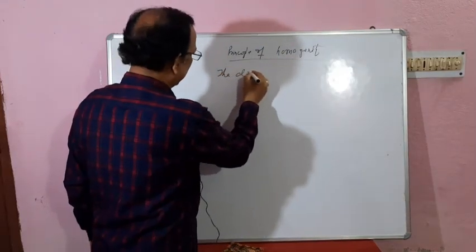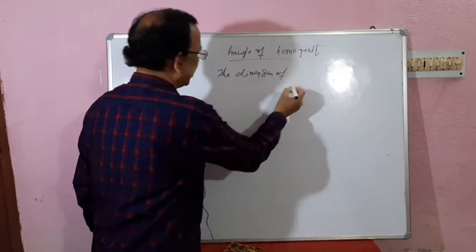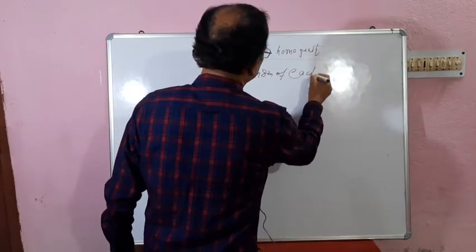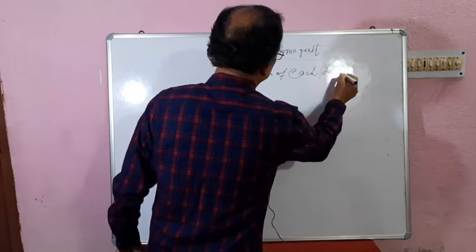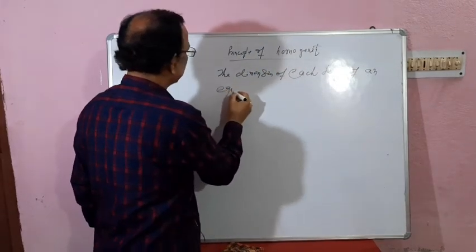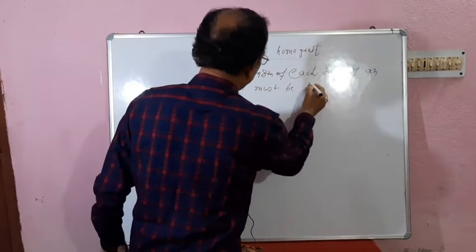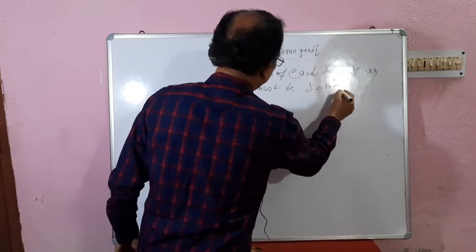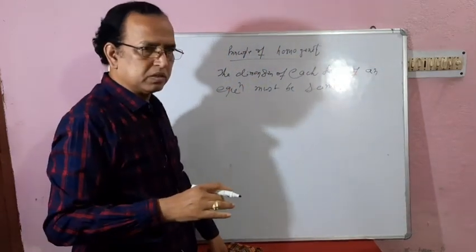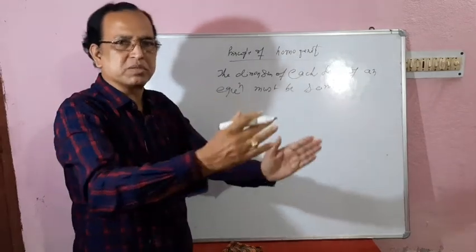The dimension of each term of one equation must be same. That means the dimensions of each term must be same.